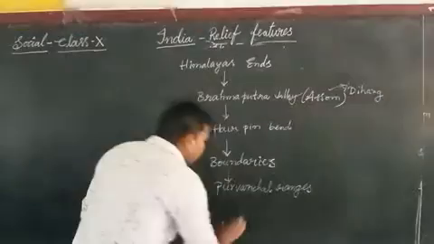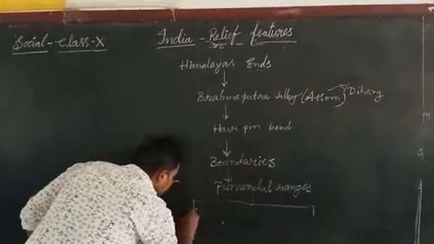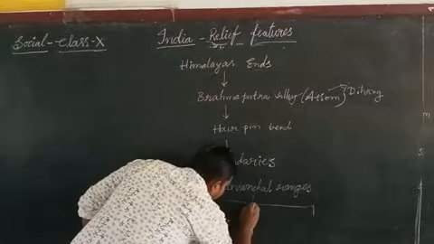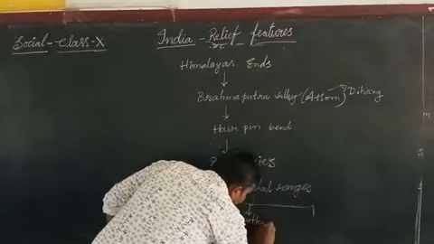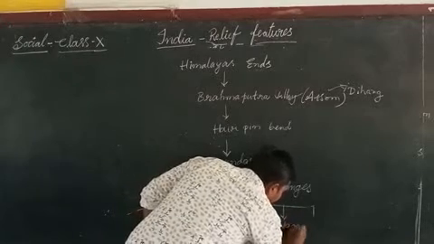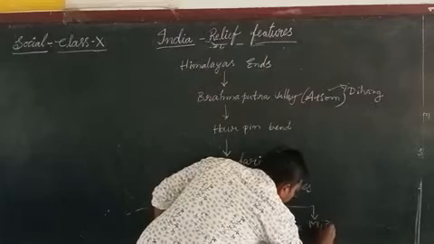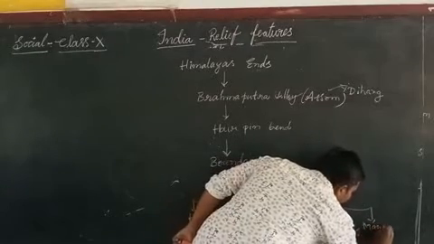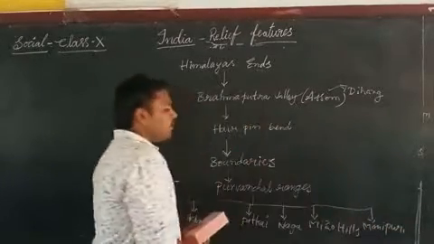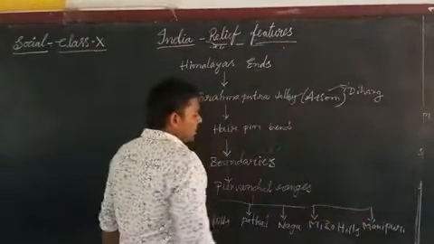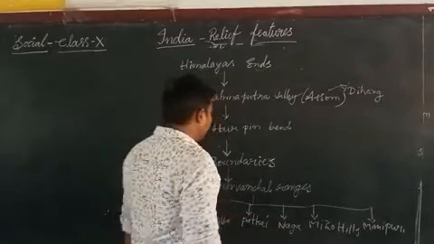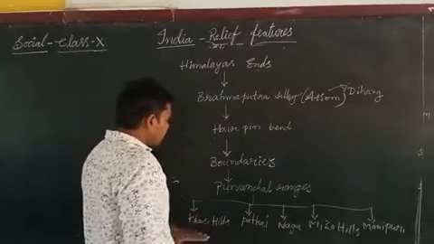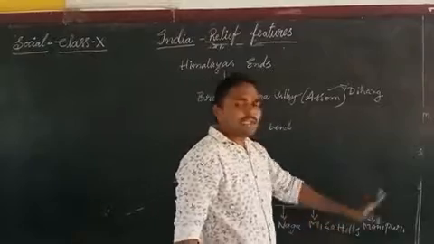These Purvanchal ranges have different names: Kashi Hills, Patkai Hills, Naga Hills, Mizo Hills, and Manipuri Hills. In Manipur they are called Manipuri Hills, in Mizoram Mizo Hills, in Nagaland Naga Hills, and in different regions they have different names.